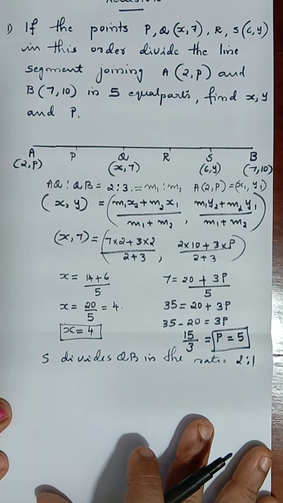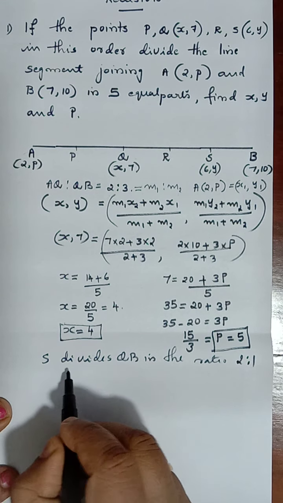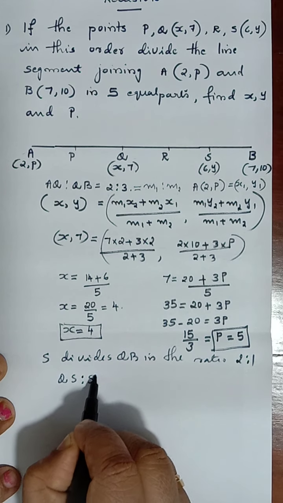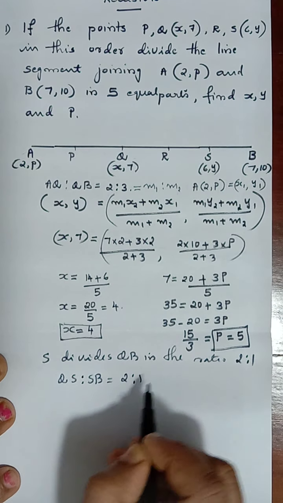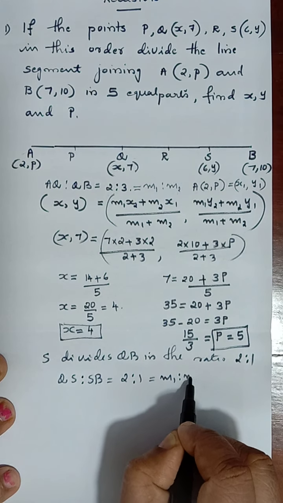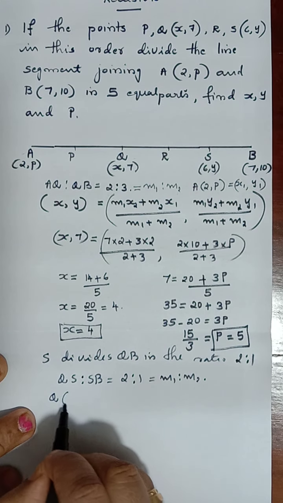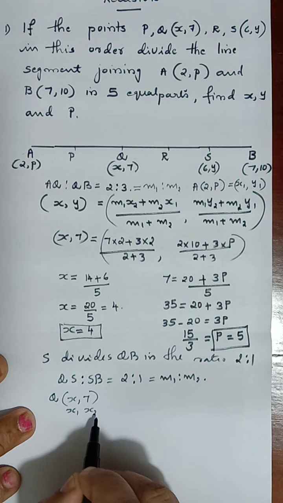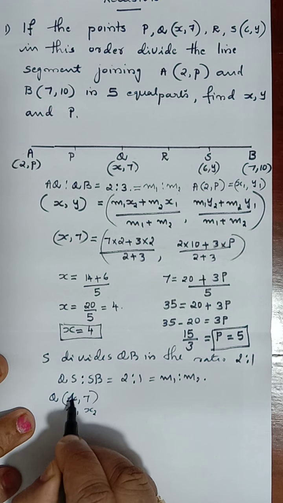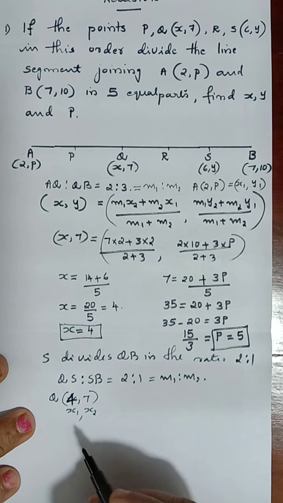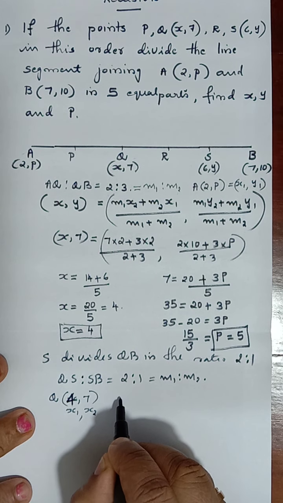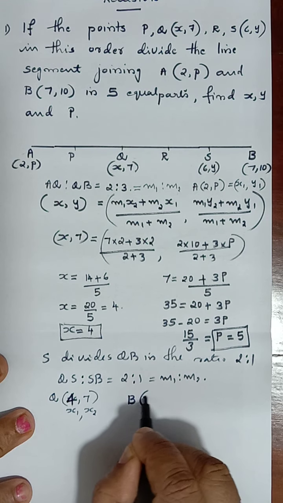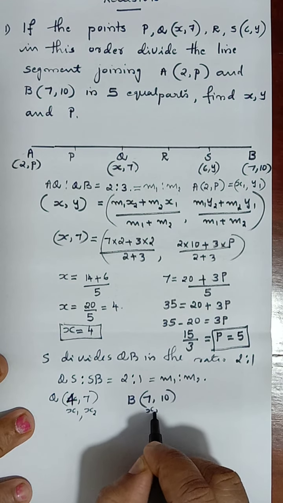So the same section formula here also we have to use in order to get the answer. So QS to SB is equal to 2:1. This is our m1 to m2. Q (x, 7), that is our (x1, y1). Here x value we have 4, therefore we can consider it as (4, 7), our (x1, y1). And B we have (7, 10), that is our (x2, y2).